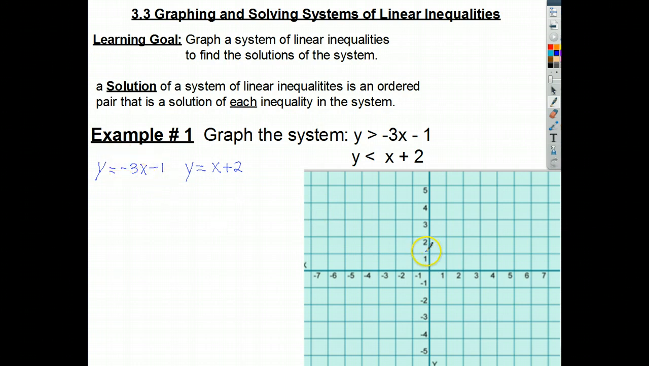Okay, so we'll proceed to graph this one. It crosses the y-axis at negative 1, and then we follow the slope. The slope has to be a fraction, so if it's not, I just put it over 1. It tells me to go down 3 and to the right 1.